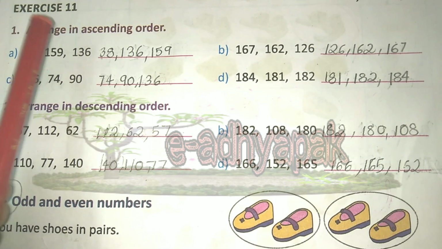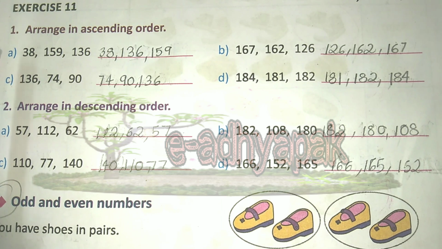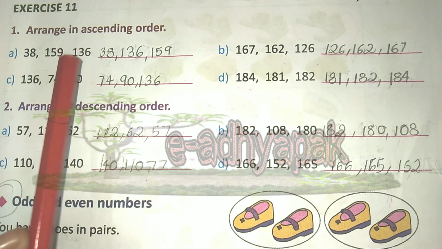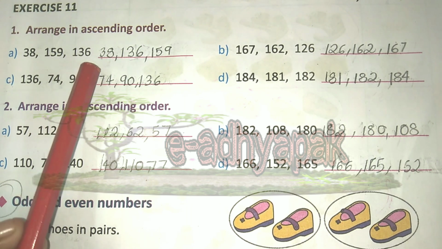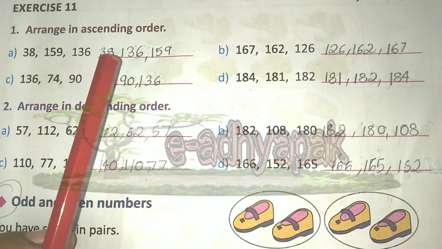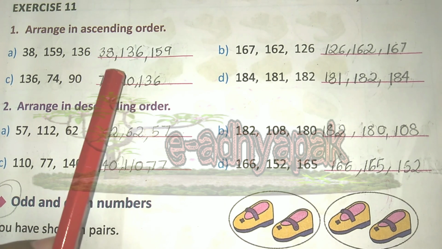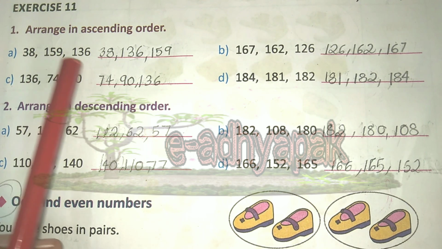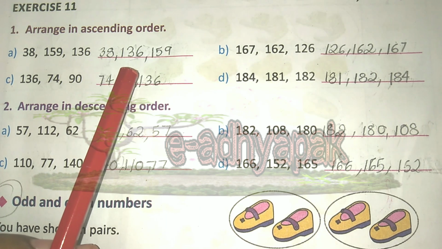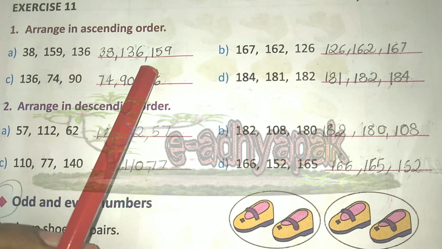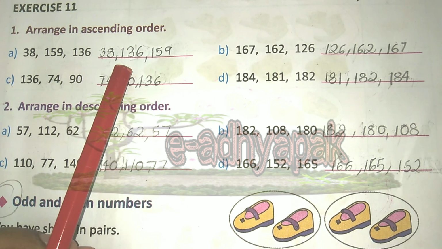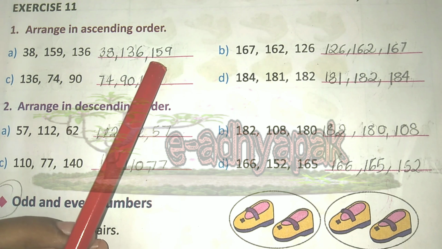Exercise 11. 1. Arrange in ascending order. A. 38, 159 and 136. First you have to write the smallest number, then you have to write the smaller number from the remaining two numbers, which is 136, and then you have to write at last the biggest number, which is 159. So your answer is 38, 136 and 159.